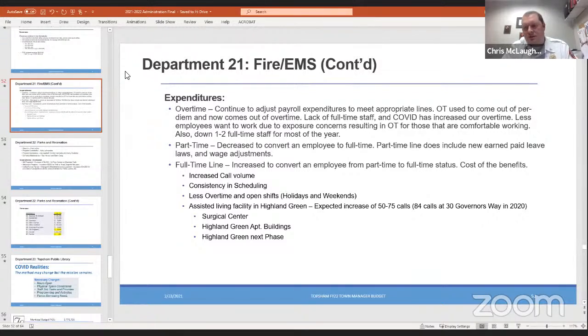That line also includes the Earned Paid Leave Act that started in January. Come July, some of the per diem staff will have enough to take time off for the earned paid leave time. So I estimated that at about $10,000 a year that we would have to cover. So we added that into the part-time line as well. The full-time line, we wanted to convert one per diem employee to full-time status. So the cost of that is benefits. The salary is a wash essentially. So you're really paying for benefits to do that.